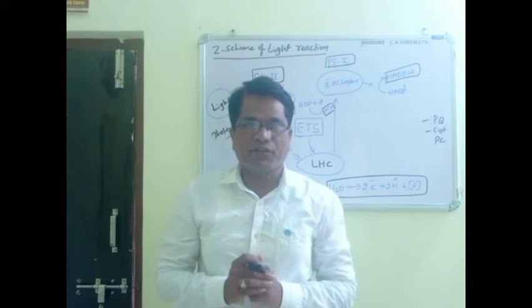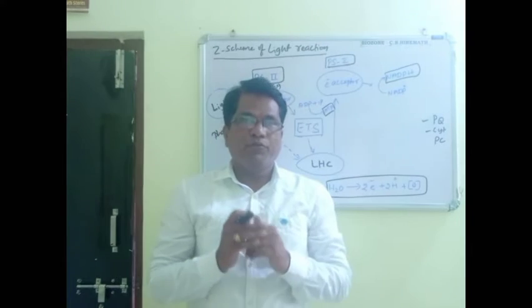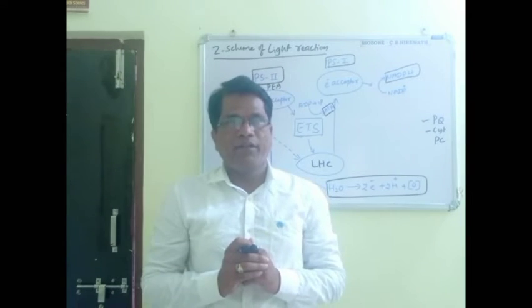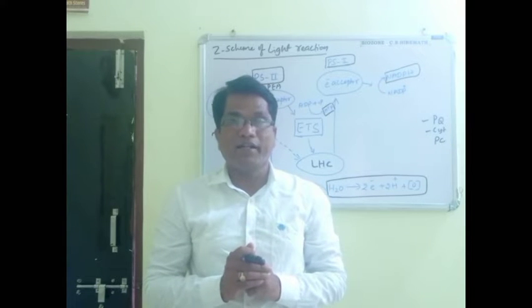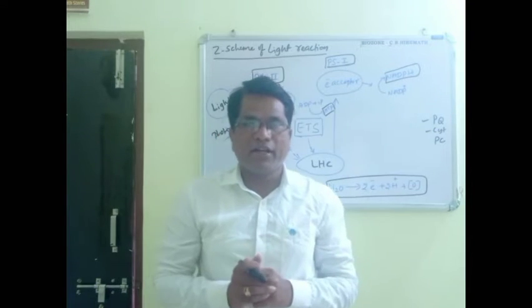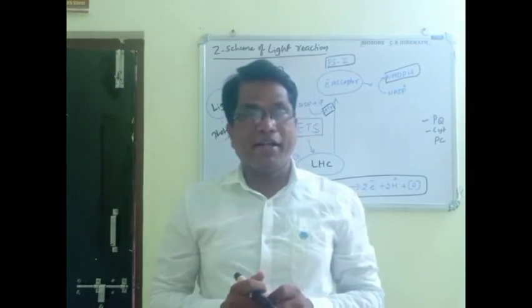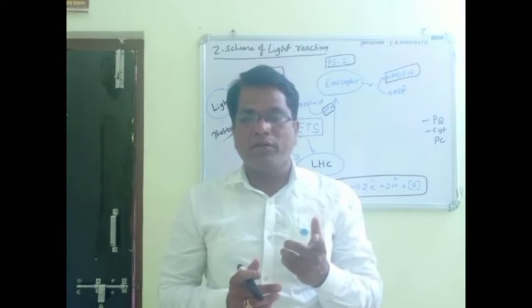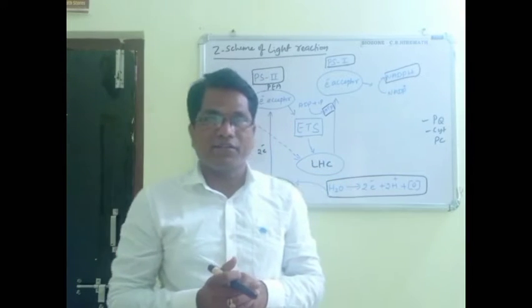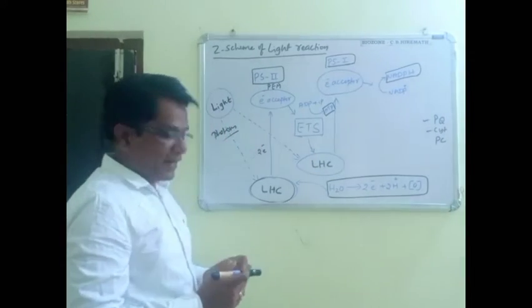So in this session we'll discuss the Z scheme of light reactions. Photosynthesis is completed in two steps. Number one, light reactions. Number two, dark reactions. Light reactions are light dependent reactions and dark reactions are light independent reactions. The site of light reactions is granum and the site of dark reactions is stroma. So let us start with the Z scheme of light reaction.